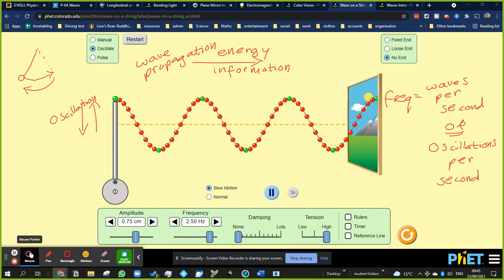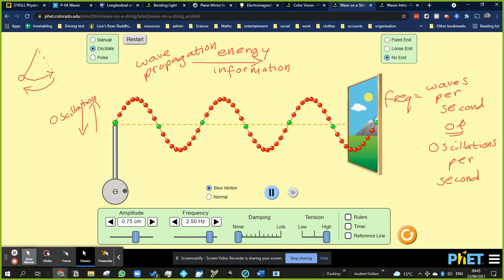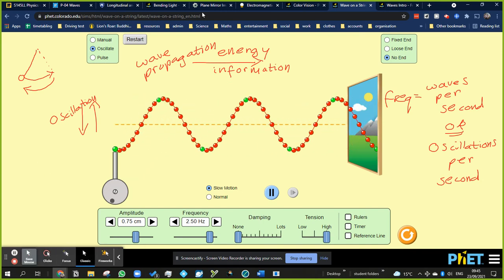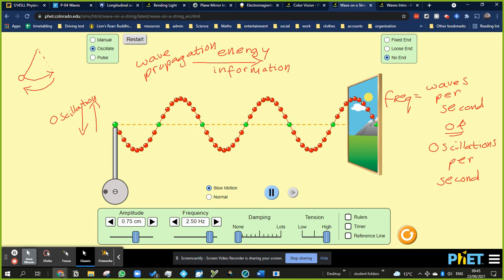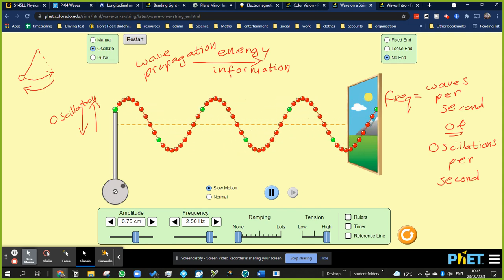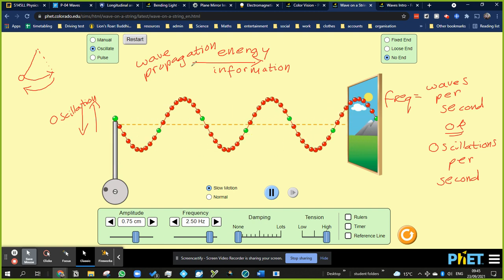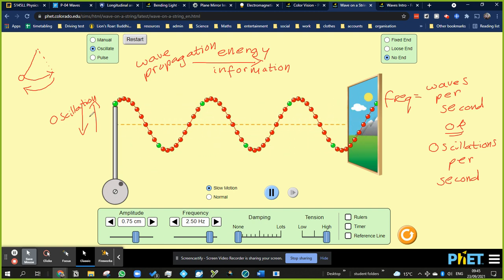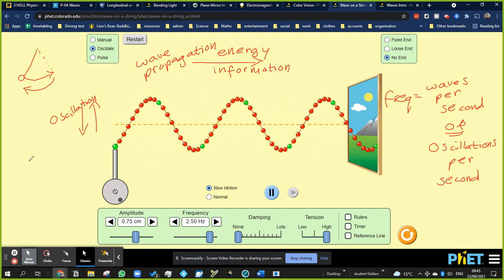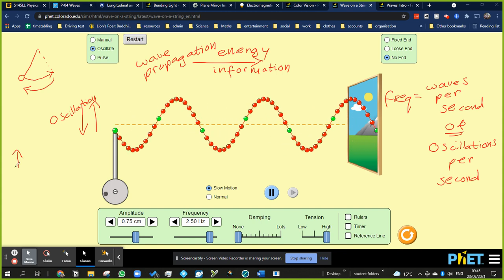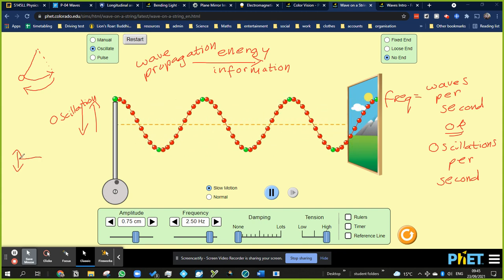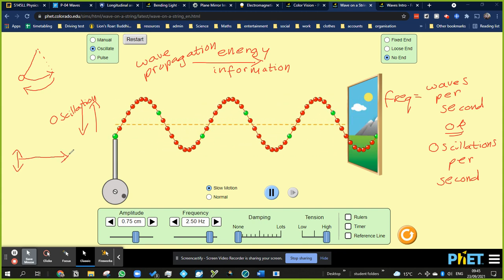This type of wave, I said, is a transverse wave, because the oscillation is perpendicular, so at right angles, to the wave propagation. Now you can see the wave propagation is from left to right. The oscillation is up and down. So that could be the oscillation, and that could be the propagation.